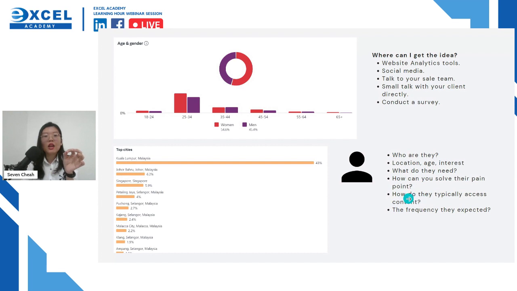So these two things will hugely change how you actually create the content because after you know these things, you basically know where they are. So probably they are, let's say, a little bit older, they want to buy something. Most probably they will do some research on Facebook.